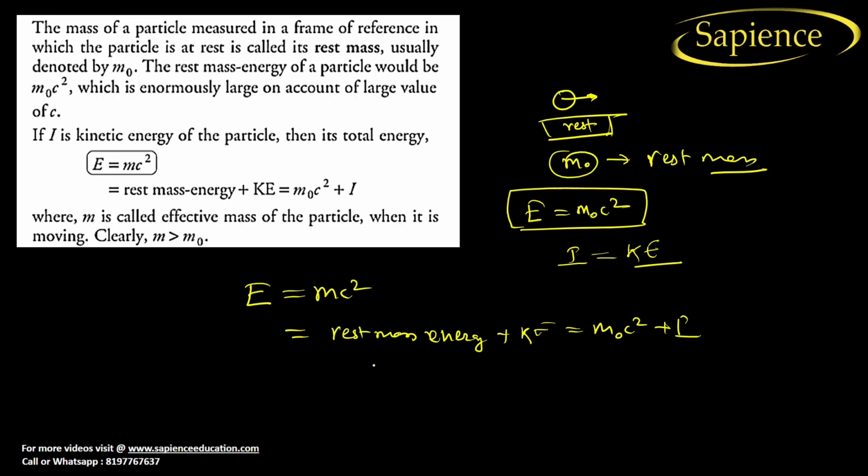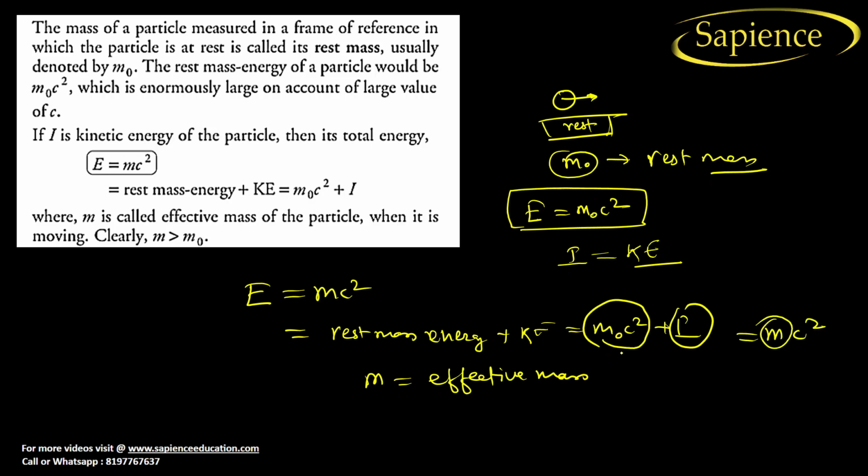Here m is called the effective mass, since it includes the rest mass as well as the kinetic energy, and this will be equal to mc². So effective mass m is considered greater than m naught, right?